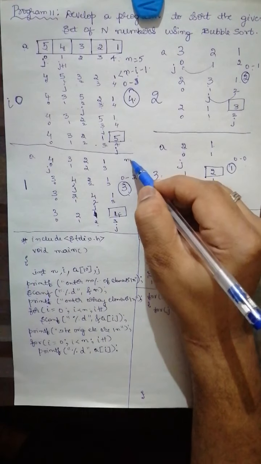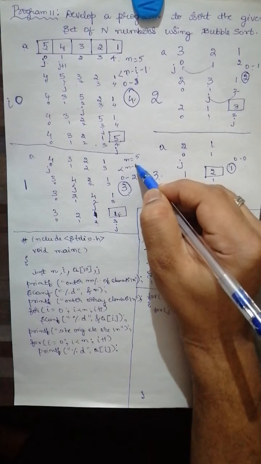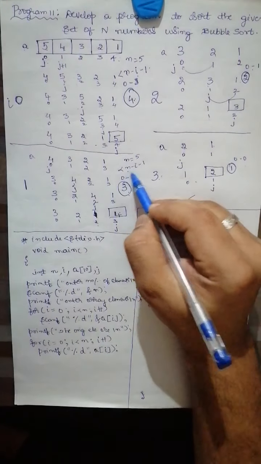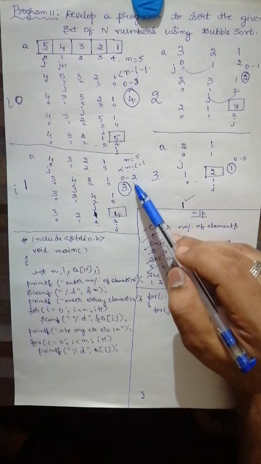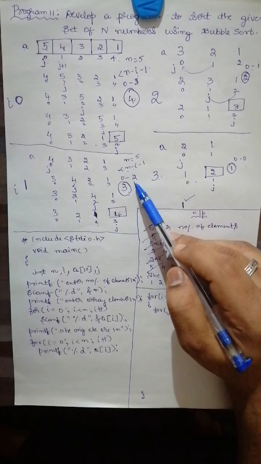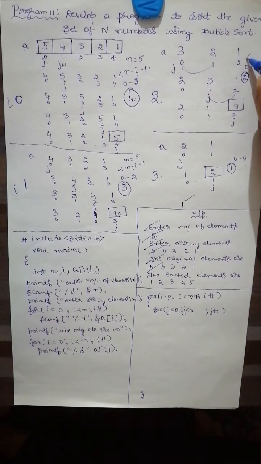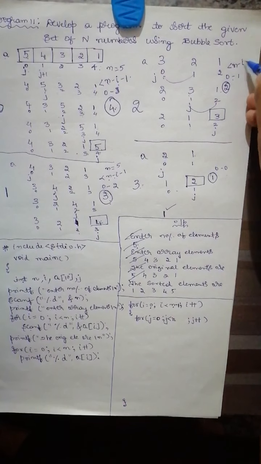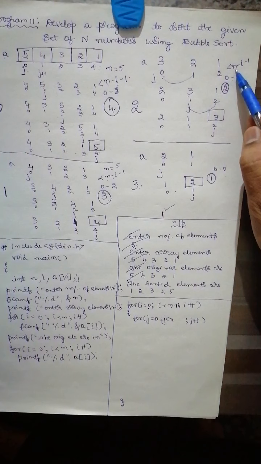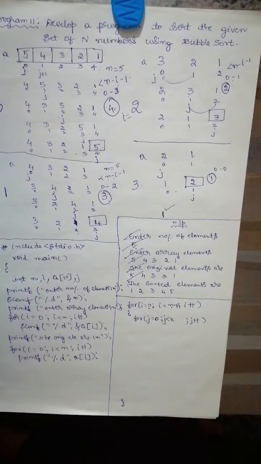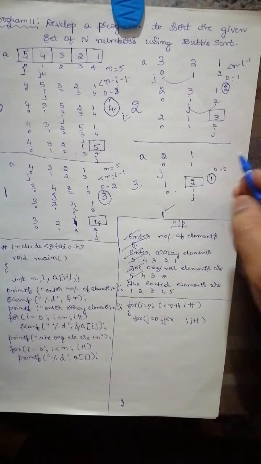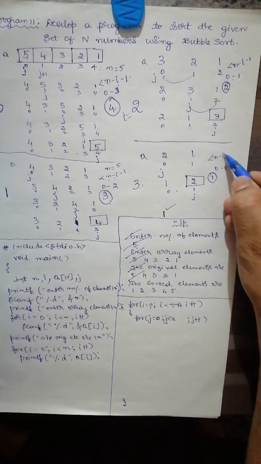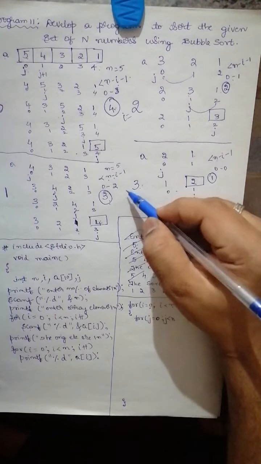Here also, n value is 5, less than n minus i minus 1. 5 minus i, where i value will be 1. 5 minus 1 is 4, 4 minus 1 is 3. Less than 3 means it will traverse up to 2. Here also the same thing, less than n minus i minus 1. So n is 5, 5 minus i, where i is 2 in this case. 5 minus 2 is 3, 3 minus 1 is 2. Less than 2 means it will traverse up to 1. Similarly here also, less than n minus i minus 1. So 5 minus i will be 3.